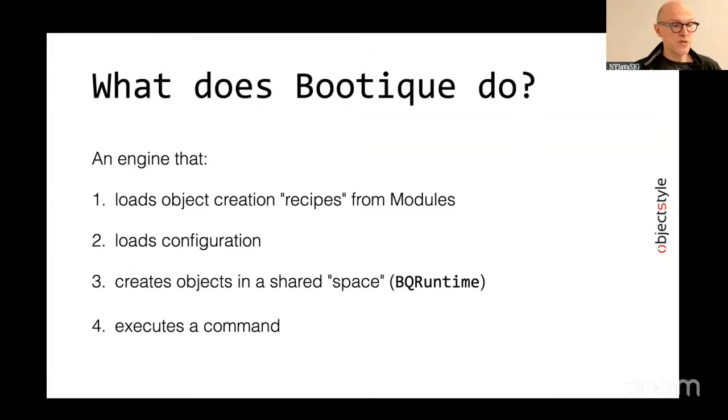Then it creates objects in a shared space, which is this BQ runtime that we saw in the test. So it creates, I don't know, a Jetty server. It creates some Jersey stuff, glues them all together, and gives you a BQ runtime object, which holds all those things in the application that came from modules. And then it executes a command, and we saw the command. So dash server will actually start that Jetty server and listen on the port, listen for requests. And this is it. From there, it's all the frameworks, Jetty, Jersey, and so on. So Bootique helps you to glue things together in a consistent manner, pass the configuration, and then let the application do its thing.